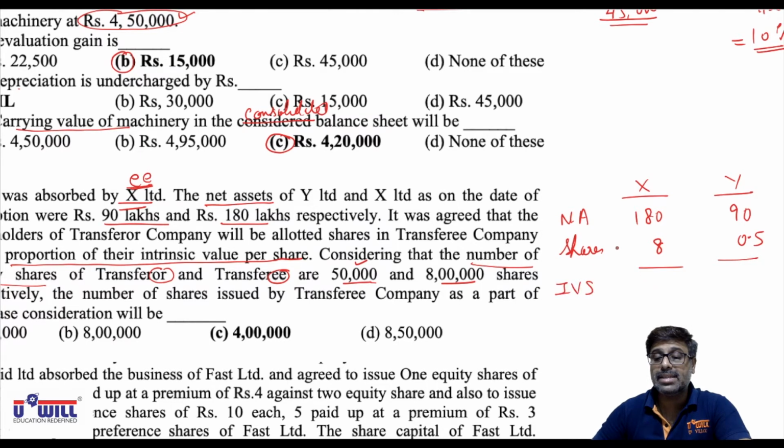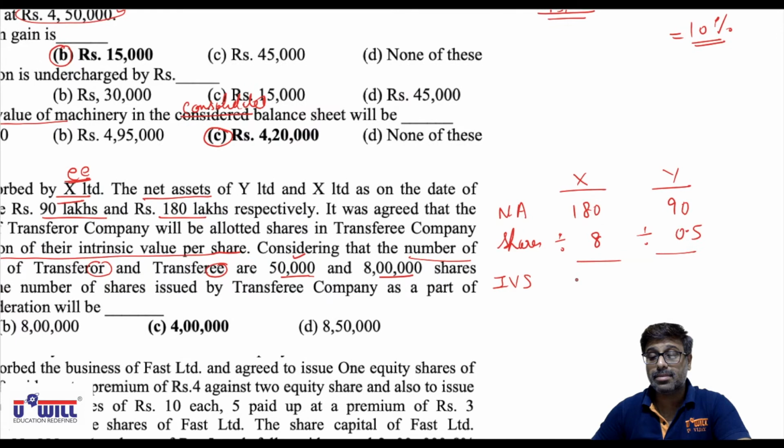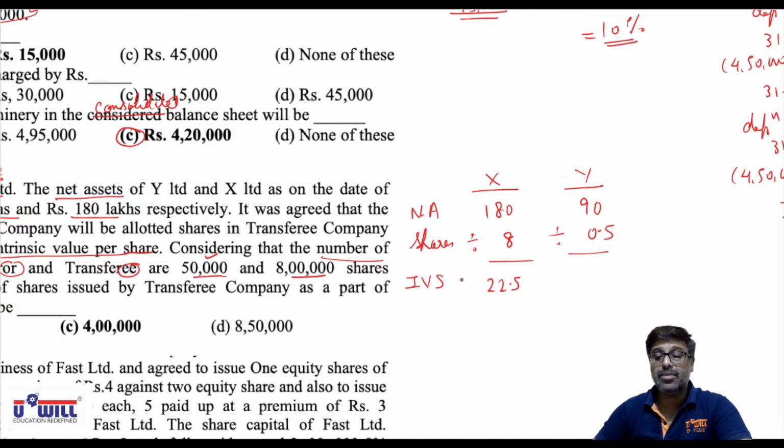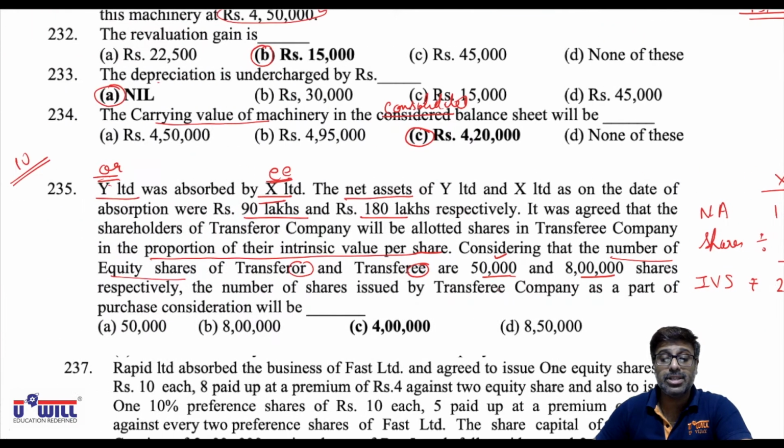Net assets divided by number of shares. 180 divided by 8 gives 22.5 rupees, which is the intrinsic value of X Limited shares. And 90 divided by 0.5 gives 180 rupees, the intrinsic value of Y Limited's shares.